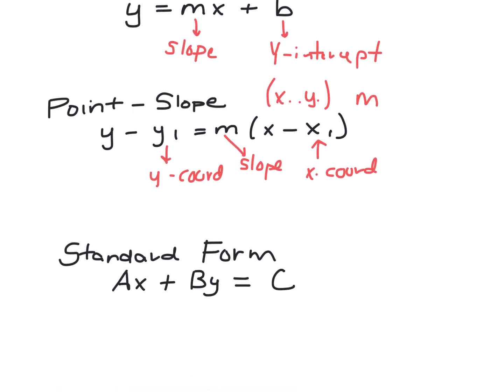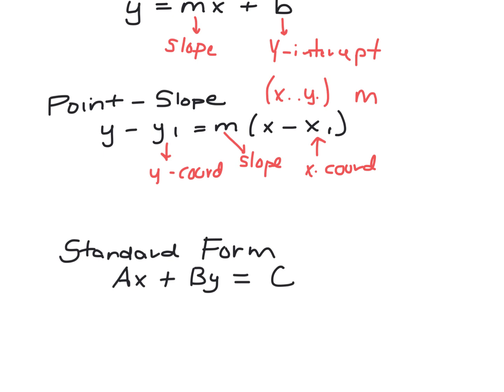Now we've already learned about standard form, which is ax plus by equals c. Remember, your a, b, and c have to be integers. A has got to be positive, and you cannot have a greatest common factor of anything more than 1.